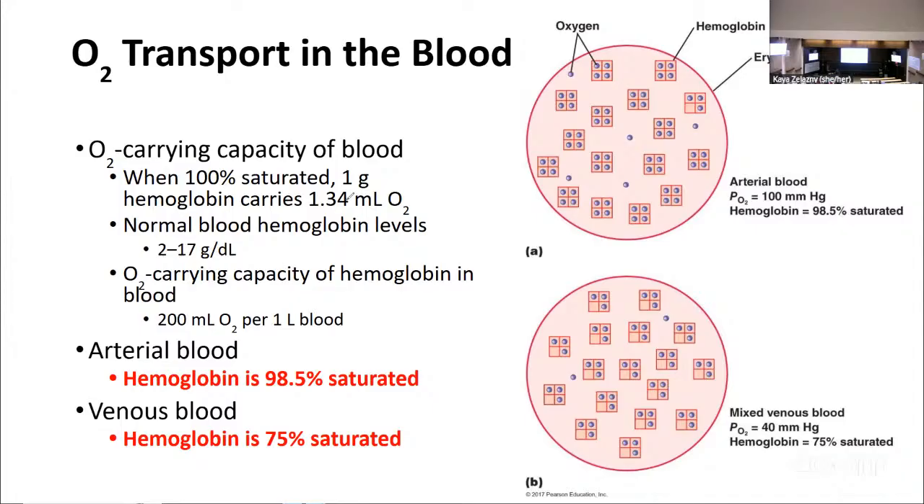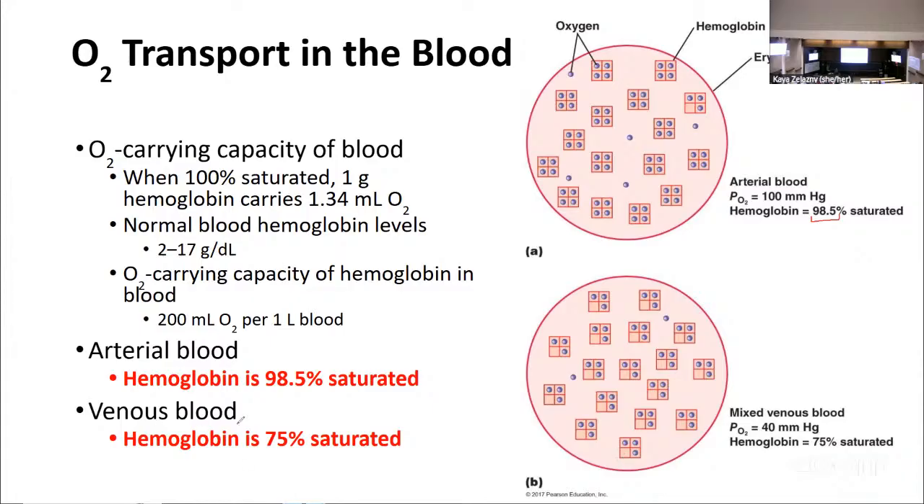We do want to know that we're not really at 100% saturated usually in the arteries. We're close, but we have a little extra space here. So the hemoglobin is usually 98.5% saturated, because it's not like oxygen is going to come into contact with absolutely every single hemoglobin molecule in your body.